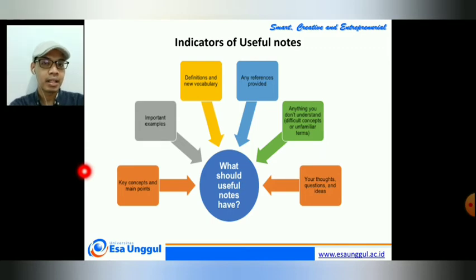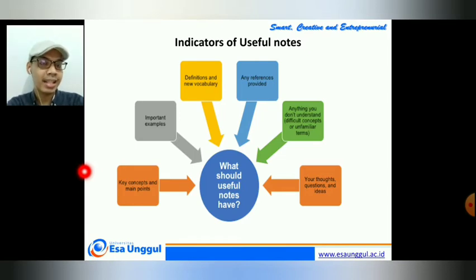First, your note has a concept and also the main point. If you have a note but it doesn't have a concept and doesn't have a main point, your note is not useful at all. Next, it also takes notes on important examples. If you have already taken notes on something with a concept and main point, but you forgot to take note of important examples, your note is not useful.